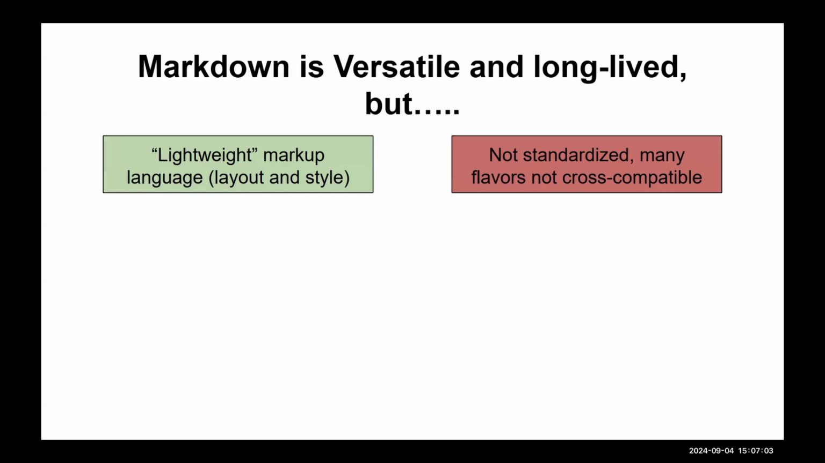Now, the problem, though, is that it's not standard, and many flavors are not cross-compatible. So, for example, if I built something in R flavor Markdown, I can't necessarily render it. A lot of times they'll have these interactive notebooks. And when you put an interactive notebook on GitHub, they're built in a combination of different programming languages. But basically, when you put it on GitHub, sometimes it'll run.